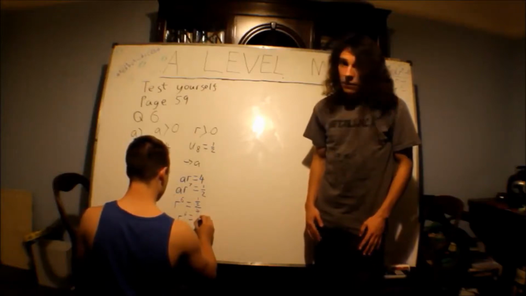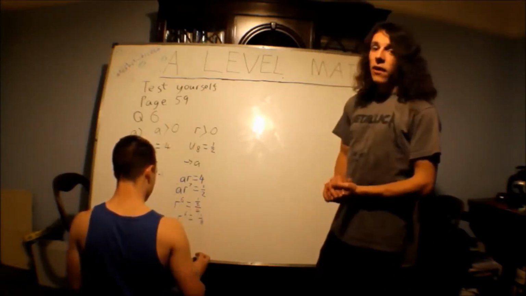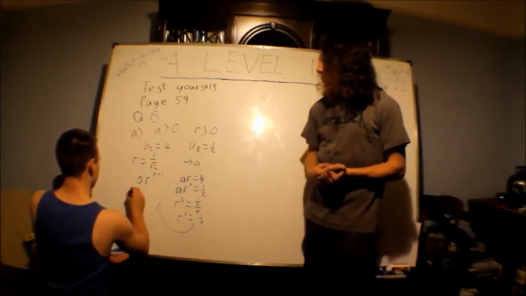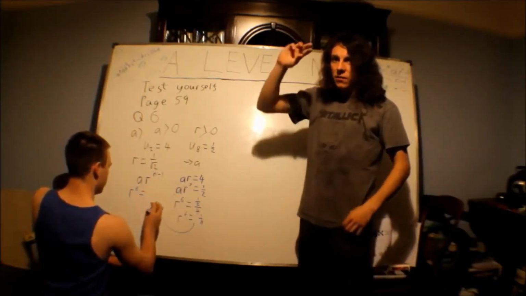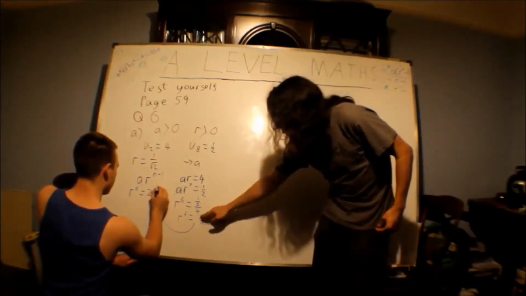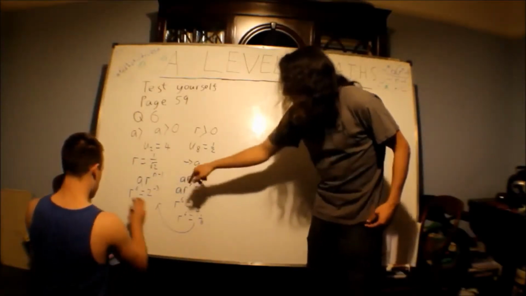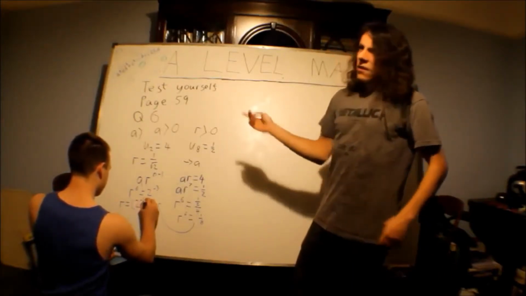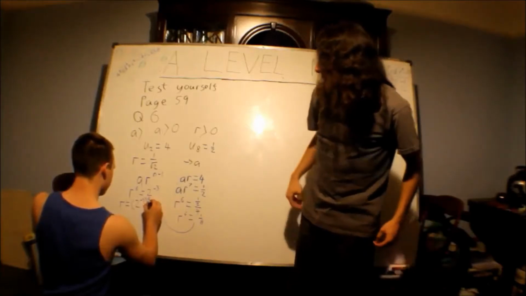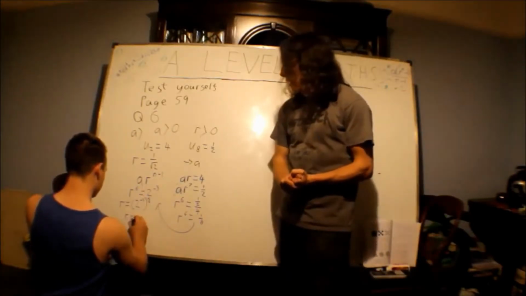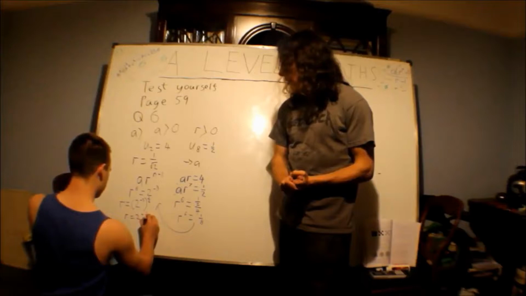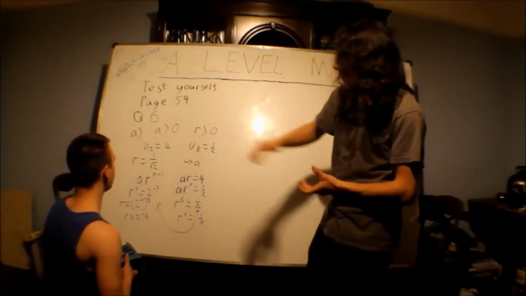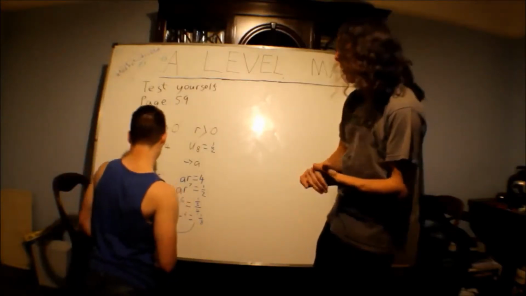R to the 6th equals an eighth. Now we need to write an eighth in terms of 2, so it becomes 2 to the minus 3, because it's 1 over 2 cubed, and the 1 over becomes a minus. Then to get the 6th root, you put 1 over 6 as a power outside the bracket. Then it's quite simply 2 to the minus a half, which is the same as 1 over root 2, which is what we want.